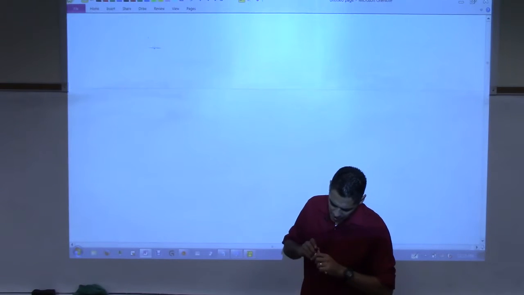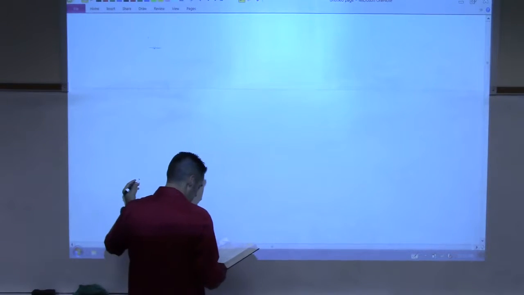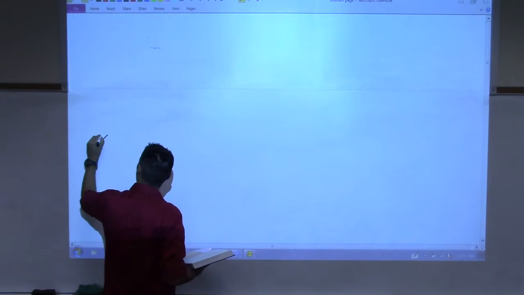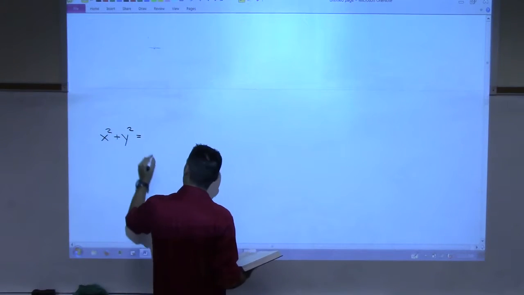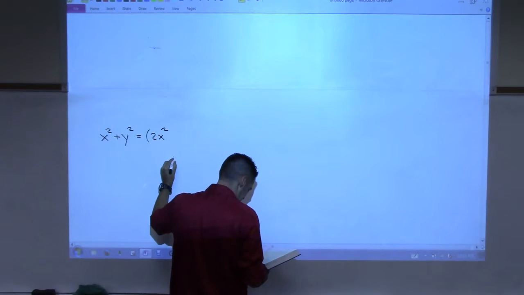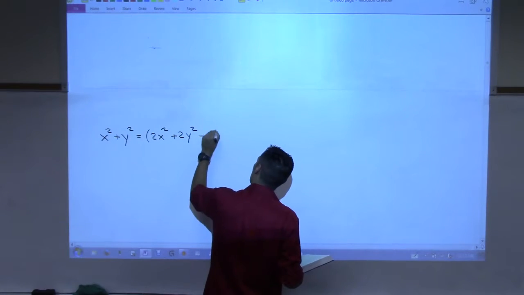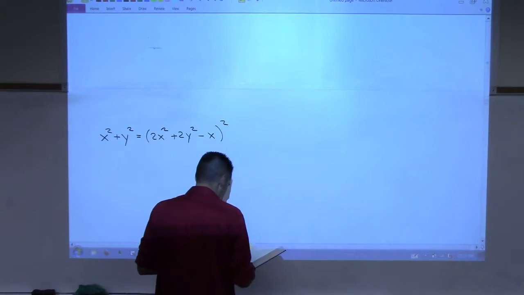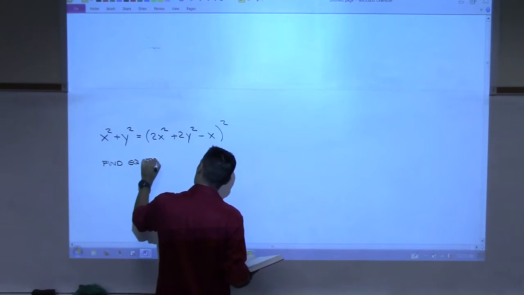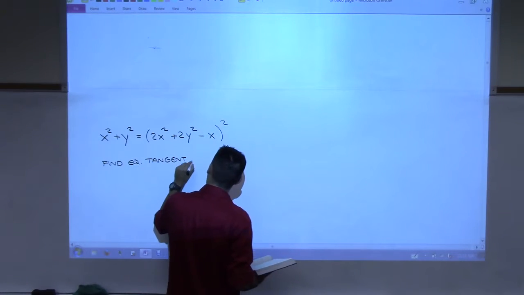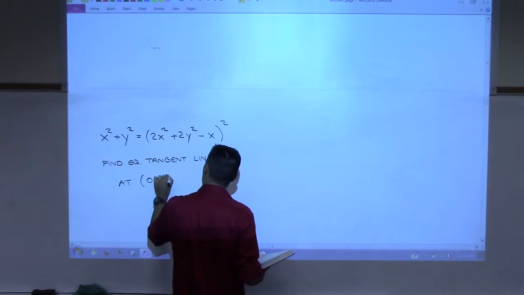All right, so let's take a look at this problem here. I'm working straight out of the book. This is actually number 21. They give you this equation, x squared plus y squared equals, and then in parentheses, 2x squared plus 2y squared minus x, all of that squared. And the instructions here are to find the equation of the tangent line at the point 0, 1/2.